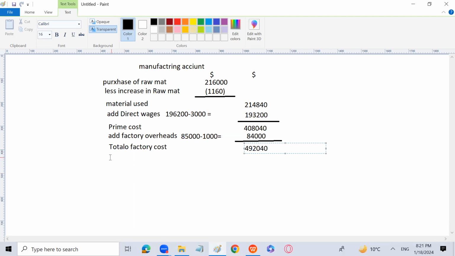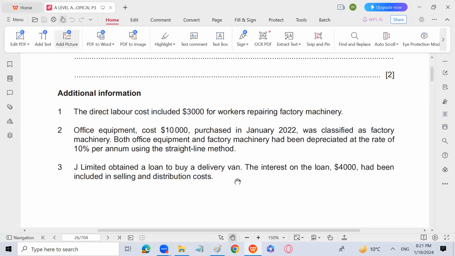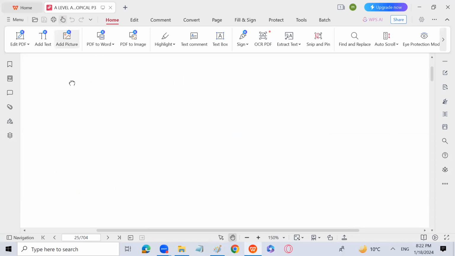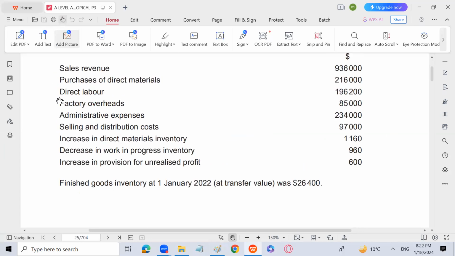492,040 will be the answer. Now we will add decrease in work in progress inventory in this part. Why, sir? Let me explain again, though it is already discussed. Increase in raw material has been subtracted. Why? Because the inventory is increasing over the year from opening to closing. It has been increased by 1,160.